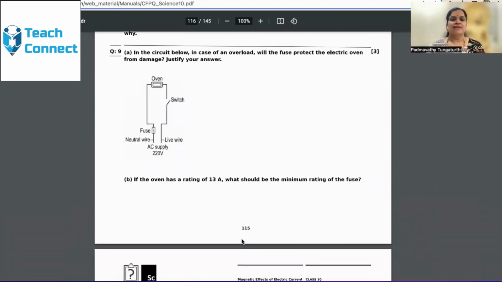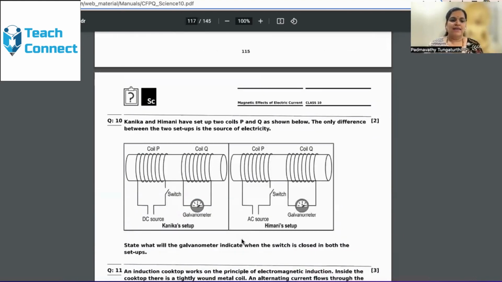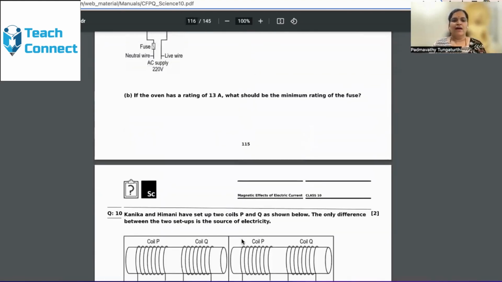Question number 9. In the circuit below, in case of an overload, what's going to happen? This is a learning for the student that the fuse protects the electric oven from damage. That means the fuse will trip off. Then calculations of current.